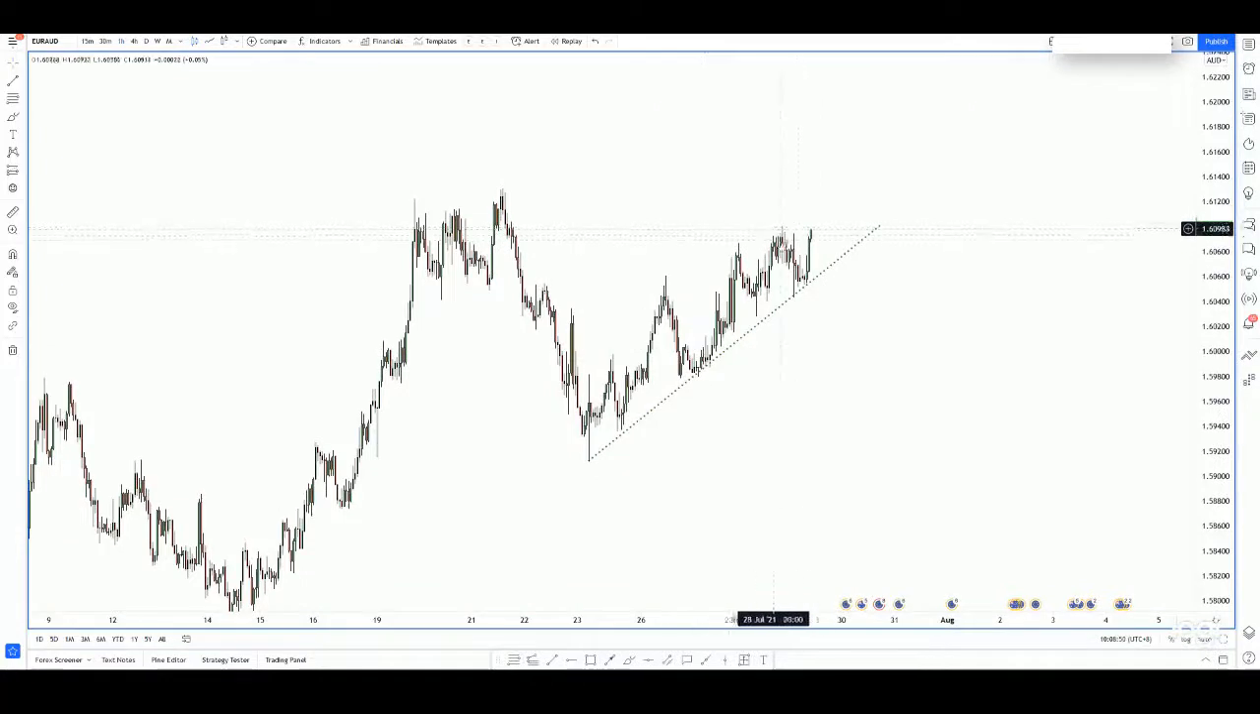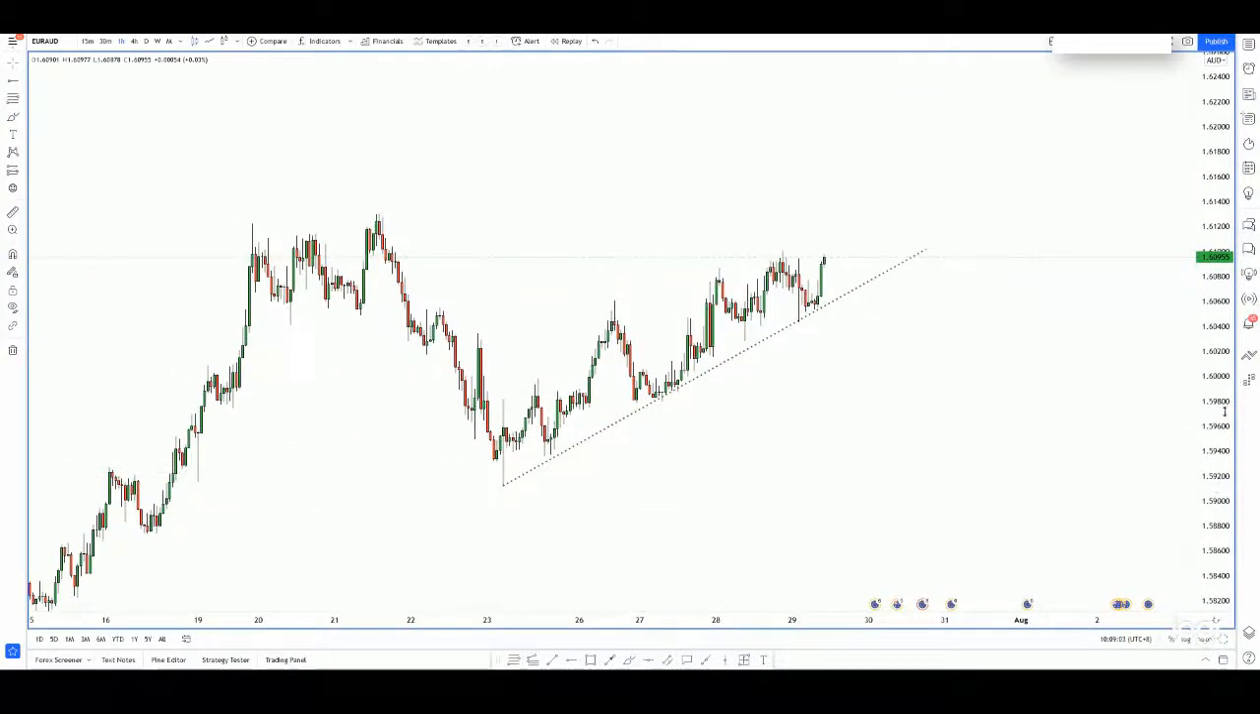Right, so price is actually currently testing this swing high. What I'm expecting price to do is actually do something like that, right? When it tests the swing high, it's going to pull back, and then after that it's going to push higher. Okay, so that's what I'm expecting price to do right now.